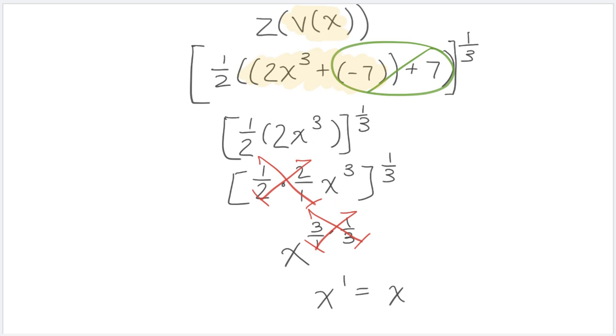Here we have z of v of x, and I highlighted in yellow where I put v of x into z of x. Here we start off with our 0 pair. Our negative 7 plus 7 gives us a 0 pair due to our additive identity. Then in our third step, we end up with another set of 1 pairs. And in our fourth step, we end up with another set of 1 pairs, 3 over 1 to the power of 1/3, which gives us a 1 pair. And we end up with x to the power of 1, which is just x. So again, we end up with our identity function, which is f of x equals x.